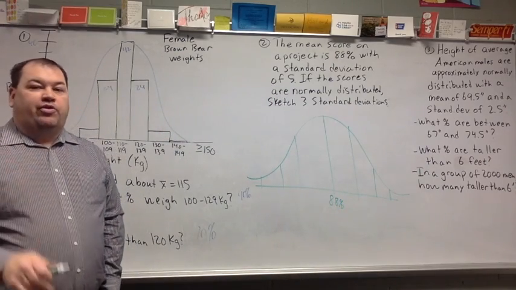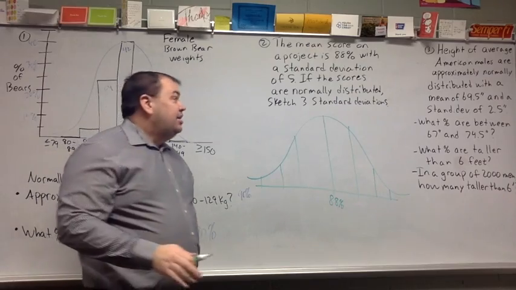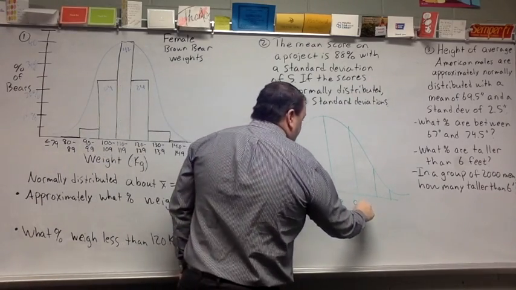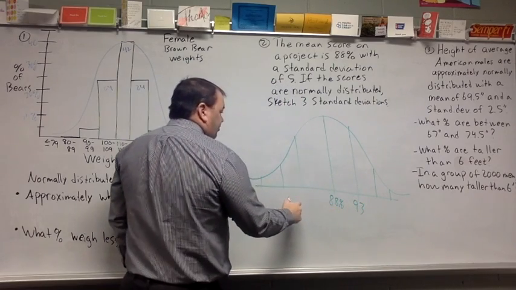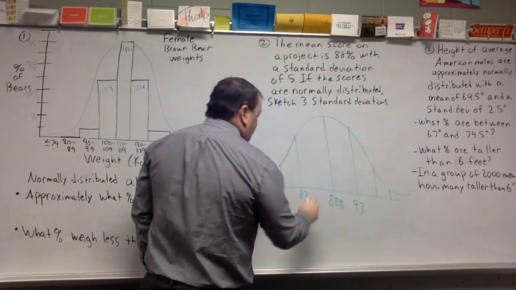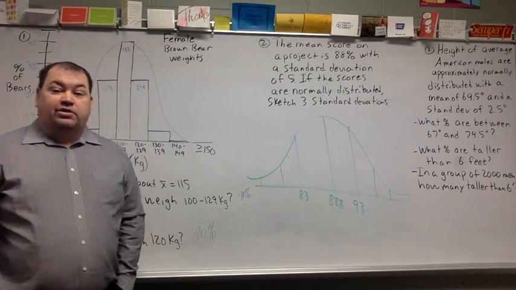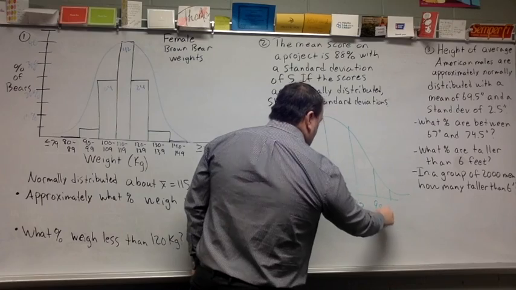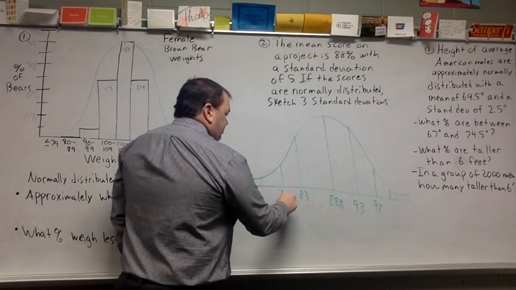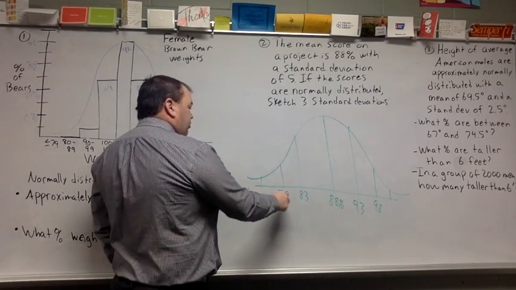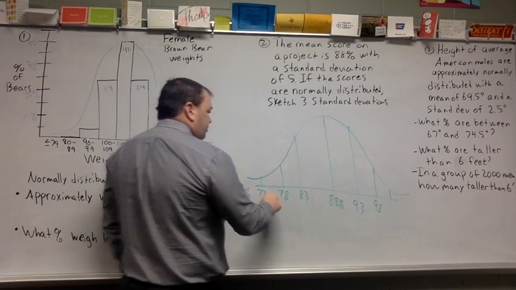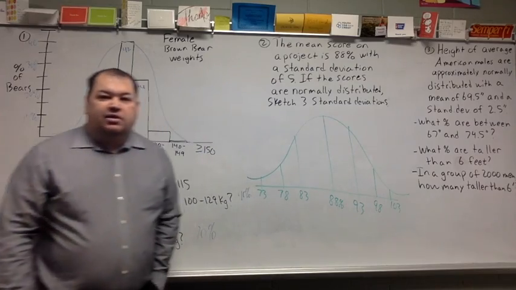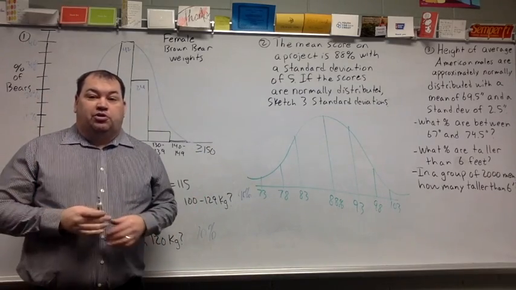Okay, that's the score on their test. They got an 88. The standard deviation was 5. So if I add 5 and I subtract 5, there's 1 standard deviation. If I do it again, and if I do it one more time, there's my normal distribution curve.